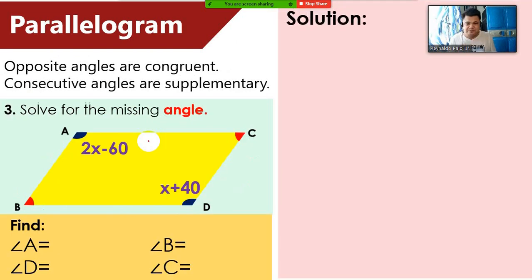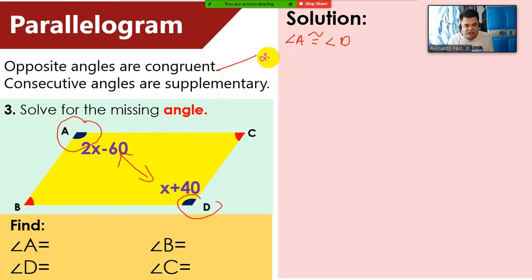Example 3. Opposite angles are congruent and consecutive angles are supplementary. So solve the missing angle wherein we are tasked to solve for angle A, angle D, angle B, and angle C. The first measurements that we can actually solve are angle A and angle D. Opposite angles are congruent according to the property. Therefore, we can say that angle A is congruent to angle D.